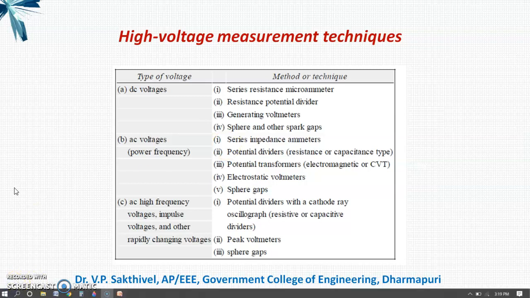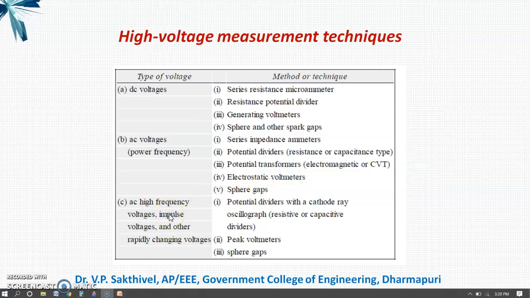For measuring AC voltages, that is high power frequency voltages, can be measured with the help of series impedance ammeter, potential dividers, either resistive or capacitive type, and potential transformers, that is otherwise called electromagnetic or capacitance voltage transformer, CVT. The fourth one is electrostatic voltmeter and spear gap.